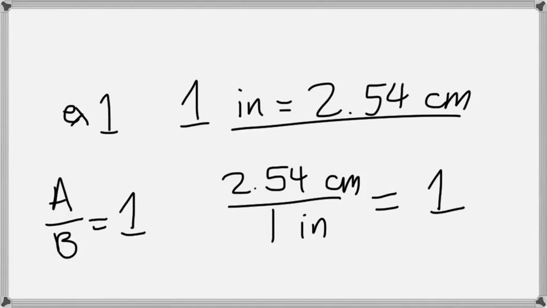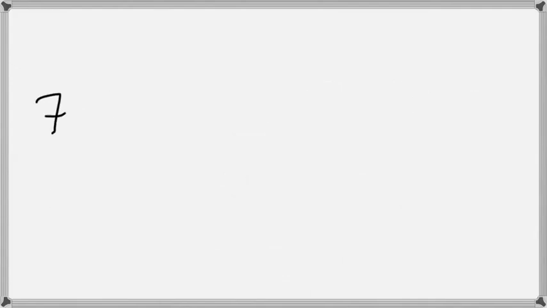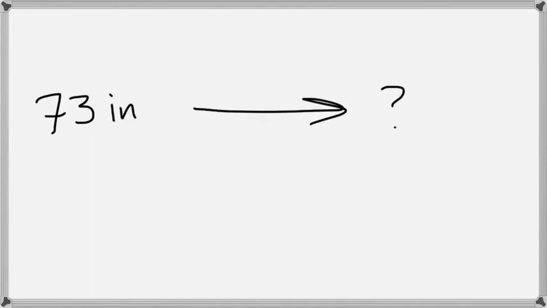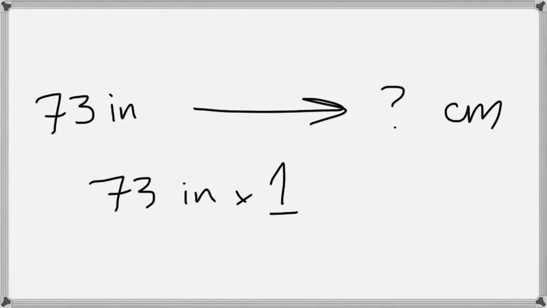So your conversion factor is always equal to 1. And this is really neat because what you're doing to get from 73 inches to the same amount in centimeters is you're just multiplying times 1, which is exactly what you should be doing.